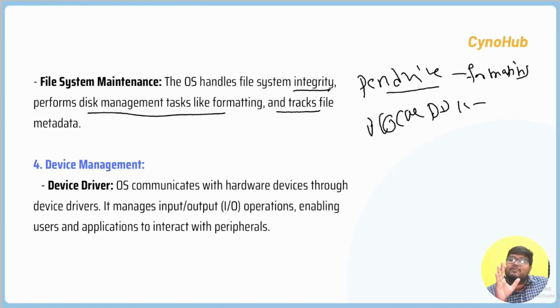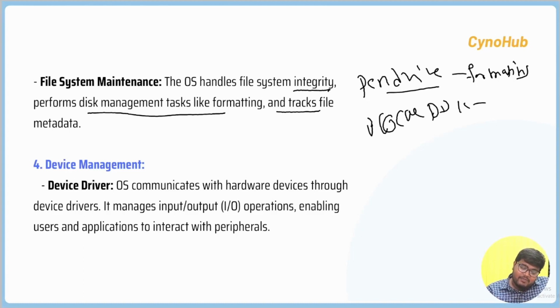That means you can divide the hard disk into multiple partitions, like 10 GB for local disk D, 10 GB for local disk E, 100 GB for local disk F. You are dividing the partition, right? So these partitions also come under file system maintenance.